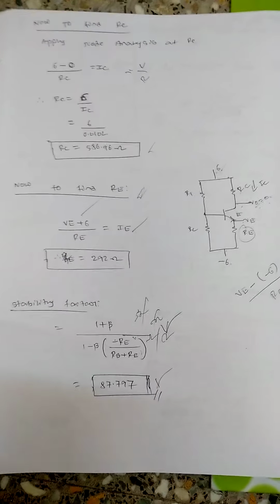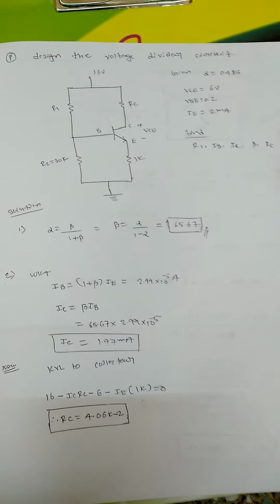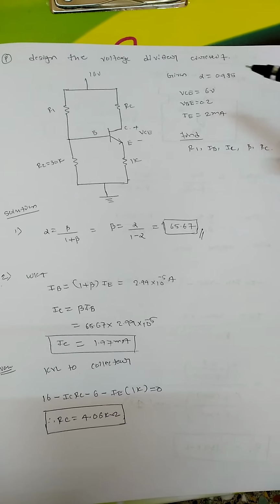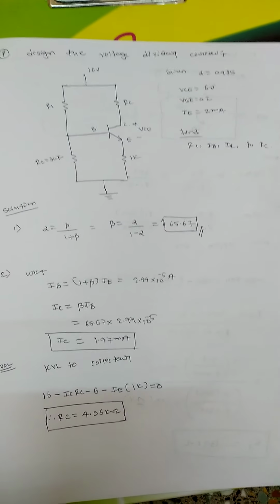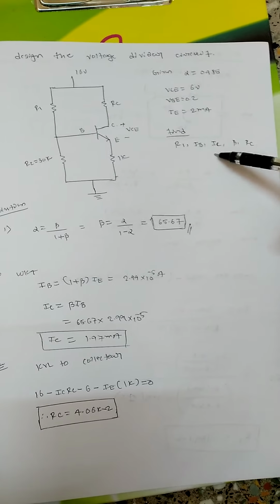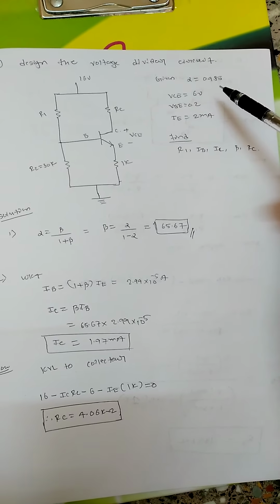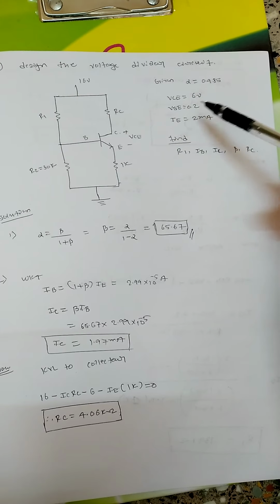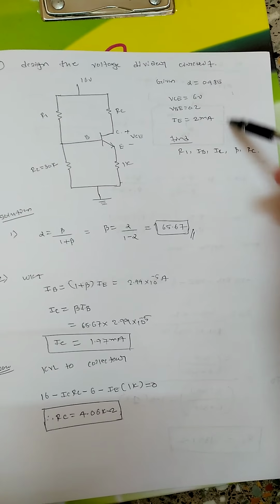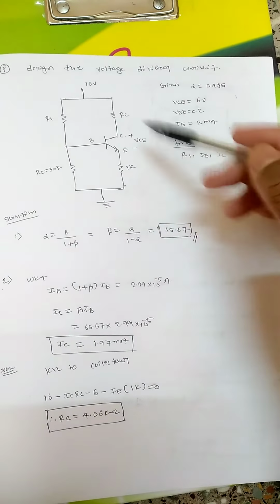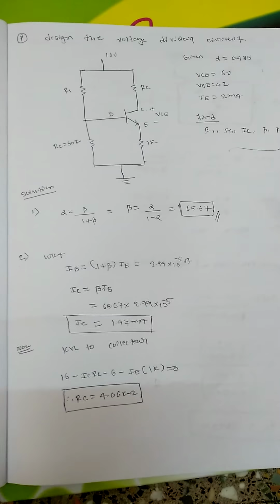Okay, so now moving to the next problem. The next problem which is given is to design the voltage divider circuit. They have given the voltage divider circuit and they are asking to find out some values, that is R1, IB, IC, beta and RC. They have provided us alpha equal to 0.985, VC equal to 6 volt, VB equal to 0.2, IE equal to 2 milliampere. So this is the given data, this we need to find out, and this is the circuit. As you can see, this is the voltage divider circuit.